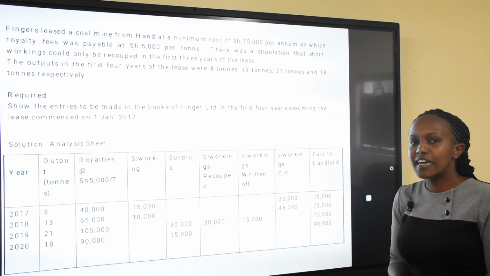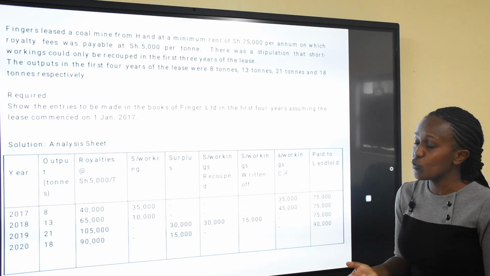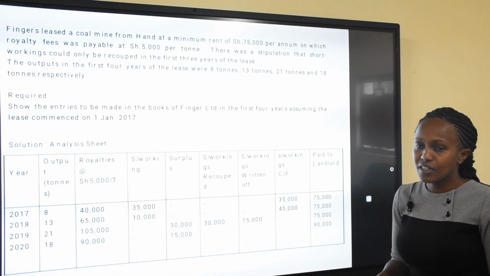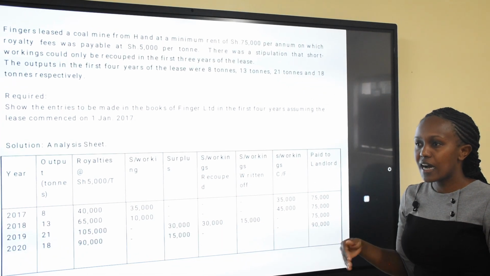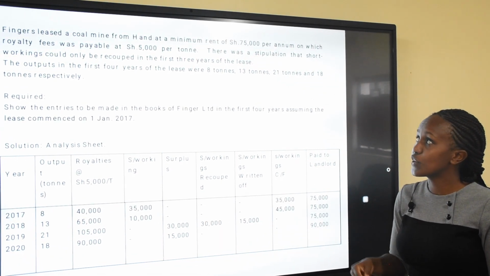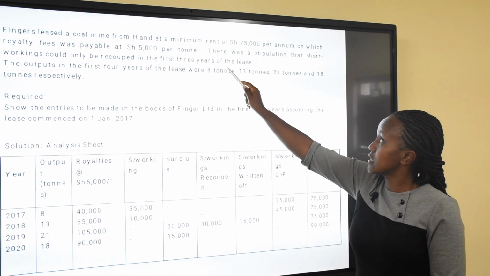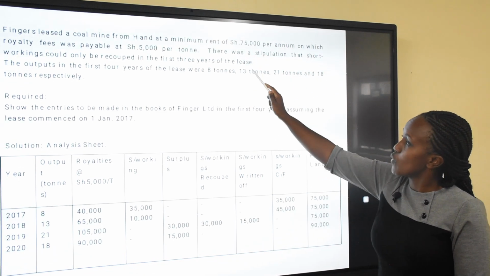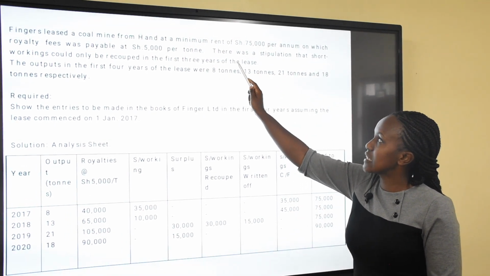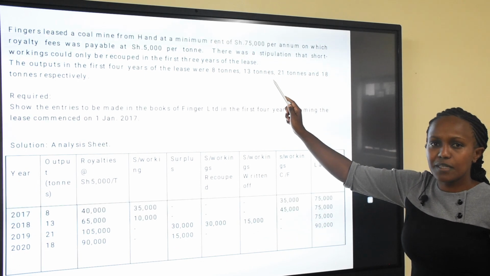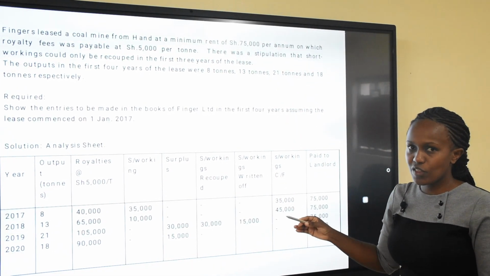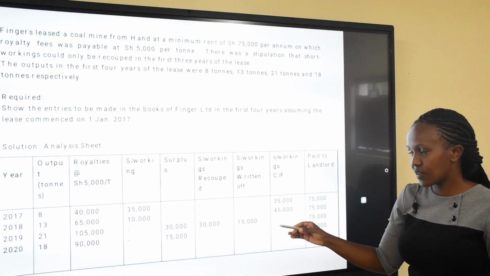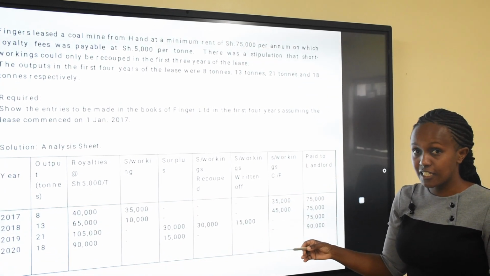Now, the landlord has given the tenant the right to recoup the short working, to recover the money that he has lost in the initial years, but the right is given only up to the first 3 years. So here it says that the short workings should only be recouped for the first 3 years. 3 years means 2017, 18, and 19. So the last year when the tenant can recover is 2019.